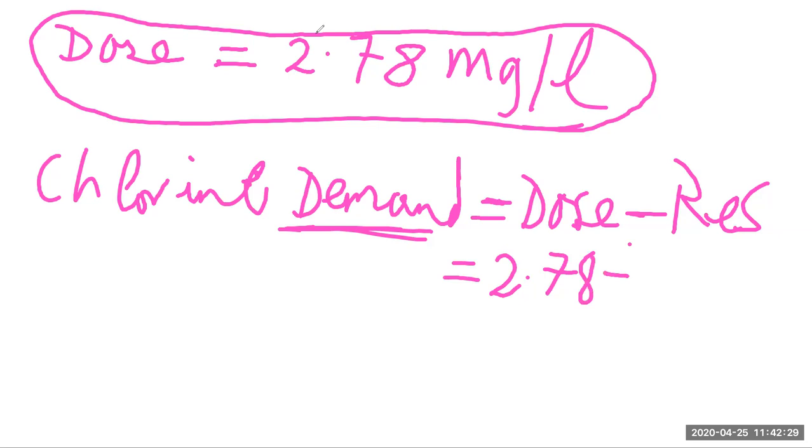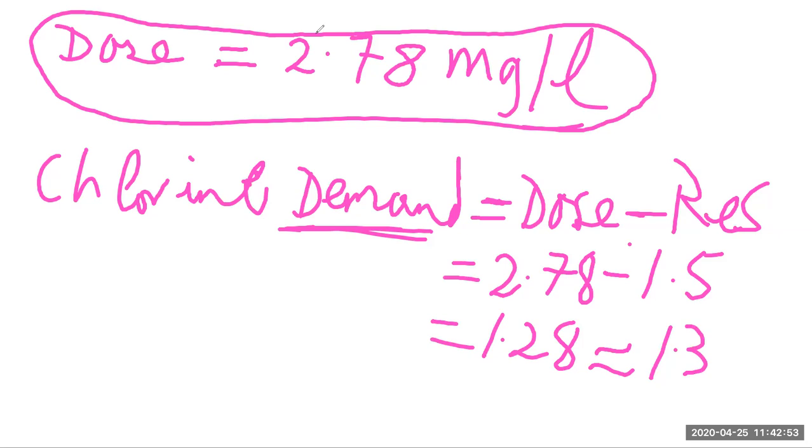So that will be the 2.78 we got, minus, they told us the residual in the water when we measure it was 1.2, is it? Was it 1.2? 1.5. 1.5. So we end up with 1.28, which for all intents and purposes, to one decimal place, is 1.3 milligrams a liter.